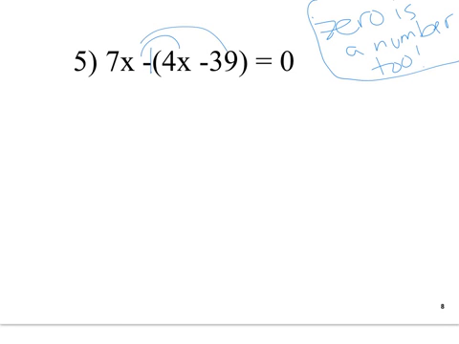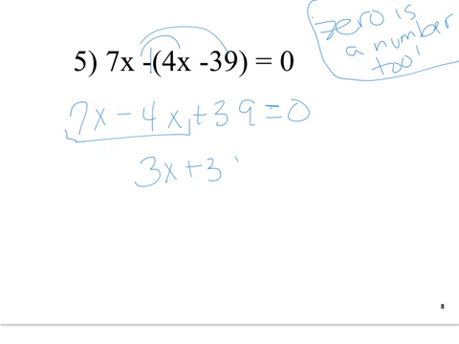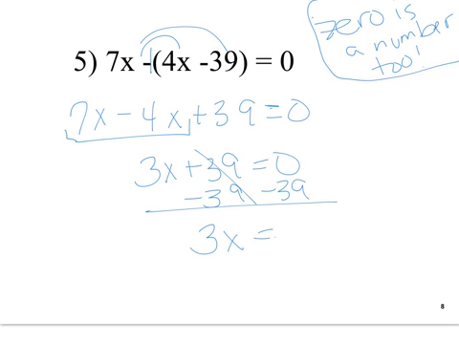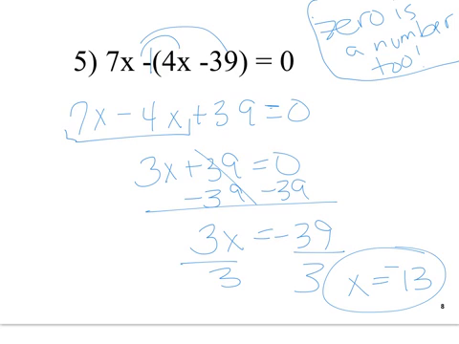It's a number. So it's 7x. Remember that minus sign is like a negative 1. Okay, that 0 stays there. It's a placeholder. It keeps that side of the equation safe. These two are like terms. Combine them. And then solve. When I subtract 39 from 0, I just get negative 39. And x equals negative 13.